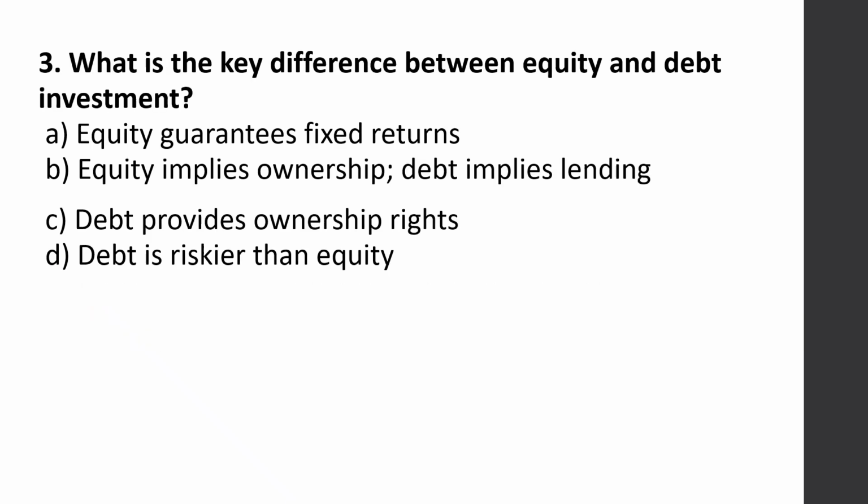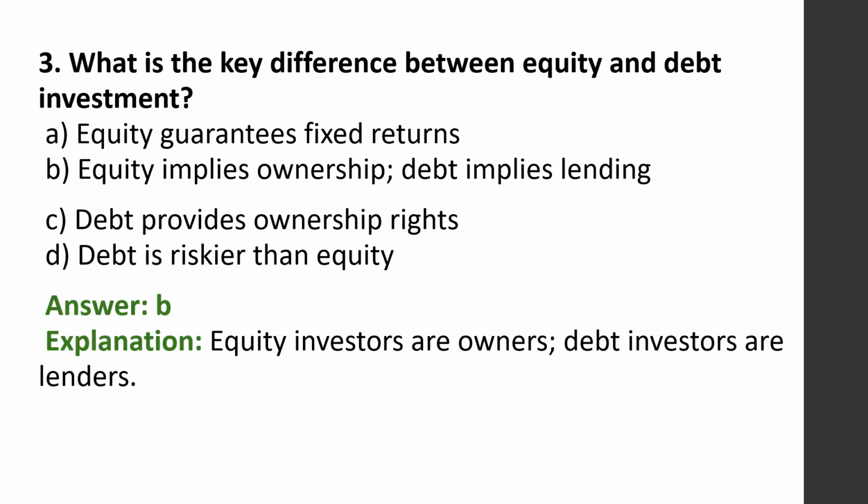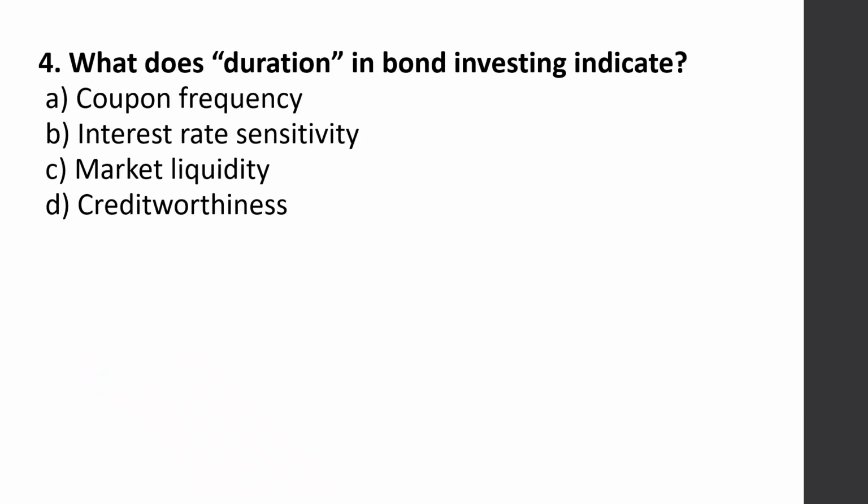Next question. What is the key difference between equity and debt investment? Option A. Equity guarantees fixed returns. Option B. Equity implies ownership. Debt implies lending. Option C. Debt provides ownership rights. And option D. Debt is riskier than equity. Correct answer is option B. Equity investors are owners. Debt investors are lenders.